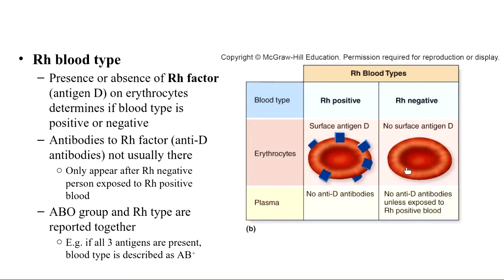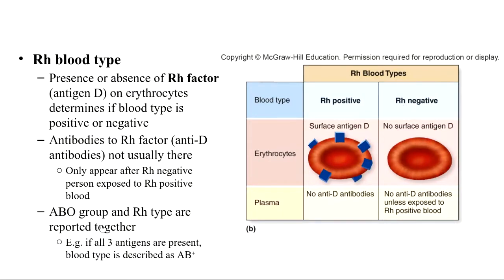So for Rh, we have Rh positive and Rh negative. Normally, we don't have any antibody against Rh in the blood of Rh positive and Rh negative, except if the Rh negative person is exposed to Rh positive. In the first blood transfusion, we don't have any problem, but in the second transfusion, we may have a problem, because the immune system of the recipient starts to make antibody against Rh, and in the second transfusion, it can cause a problem.